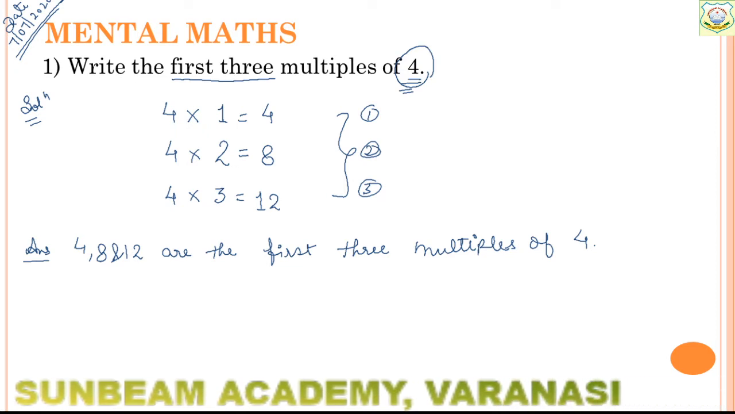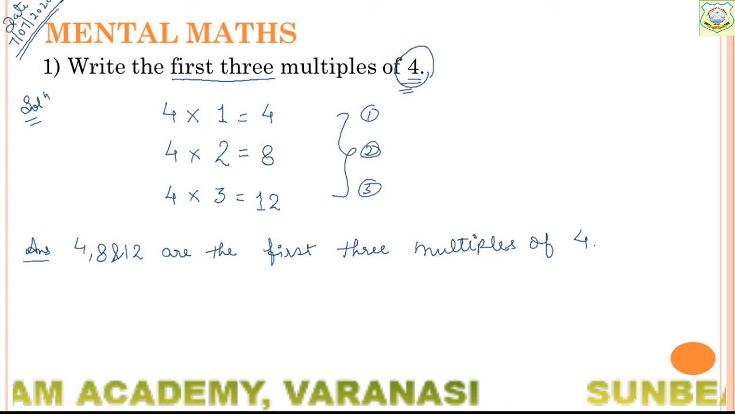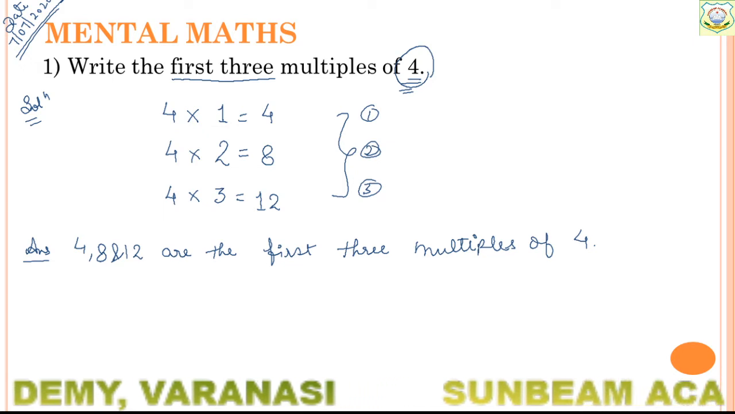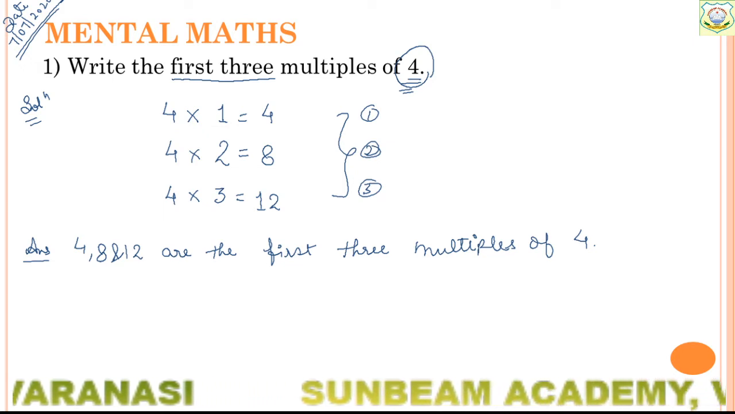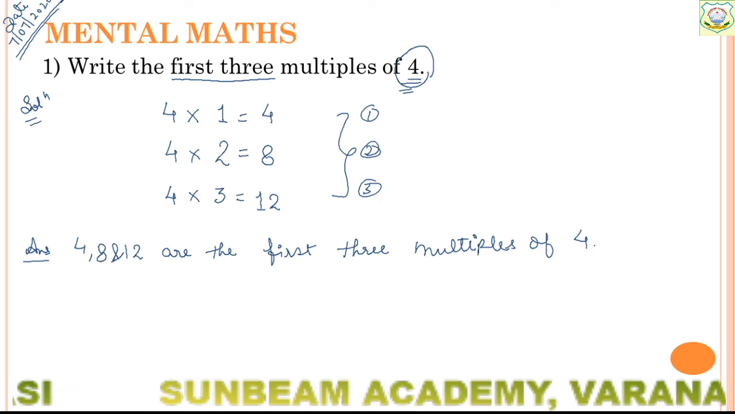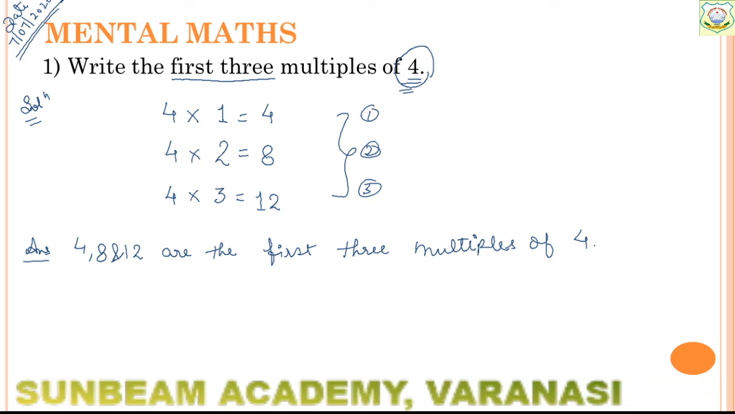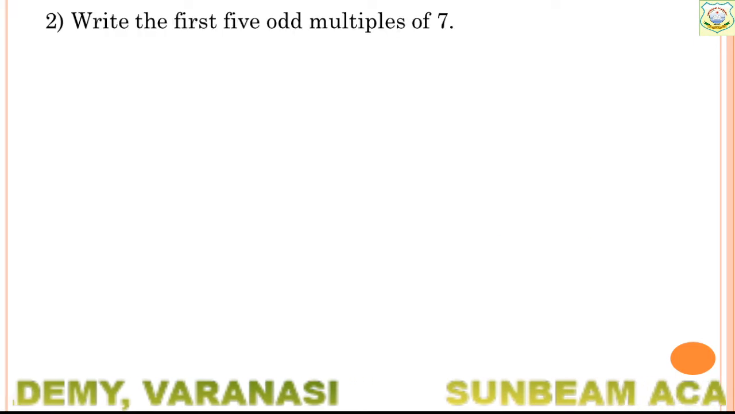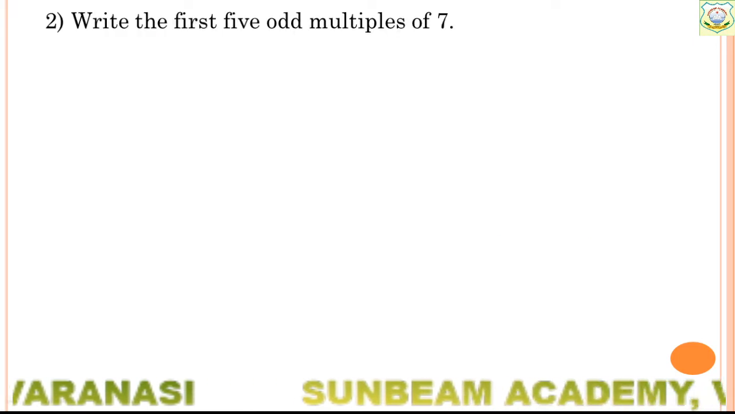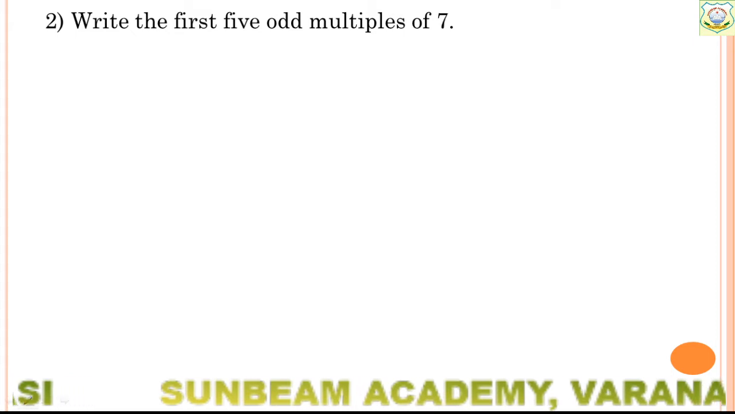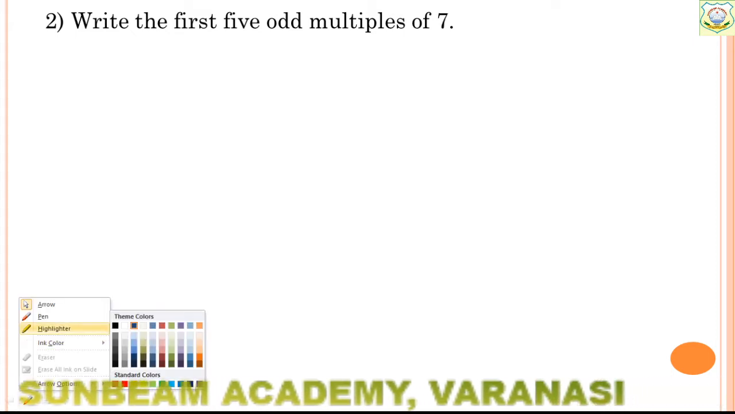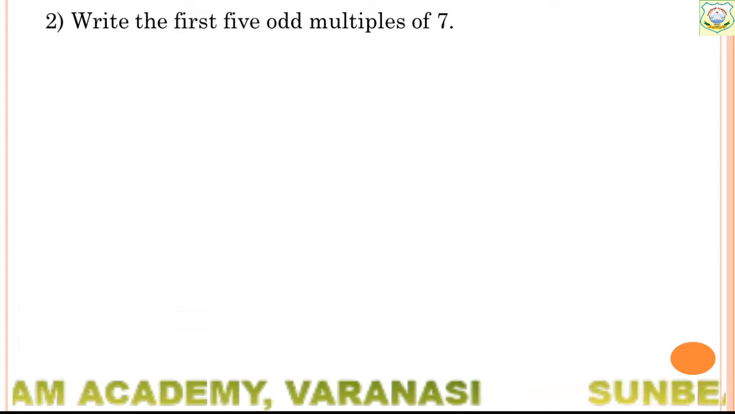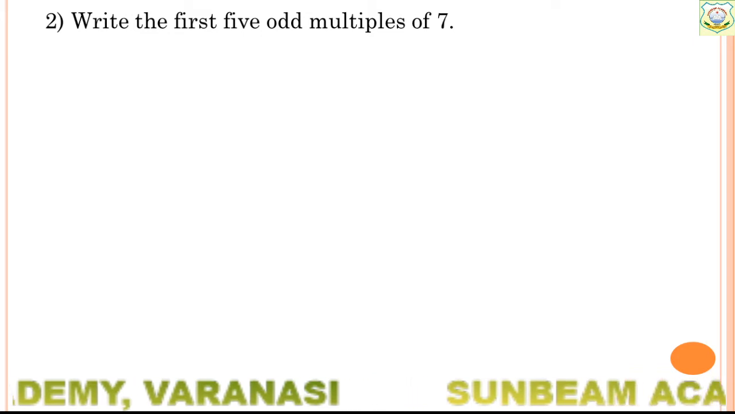And if you have space on that page, just note down the second question there only. No need to write every time on a new page, okay? So whenever there is space, you have to carry forward from there only. So now the second question. Write the first 5 odd multiples of 7.